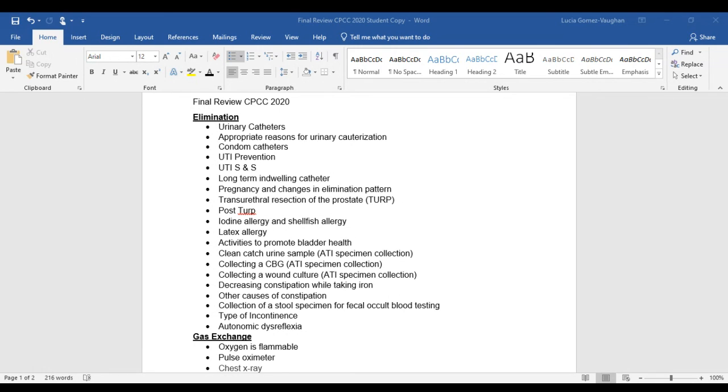Let's say I determine that they don't have an indwelling Foley catheter, but I do a bladder scan and I determine that their bladder's full and they're experiencing urinary retention. At that point, I might ask the doctor for an order for a straight cath.